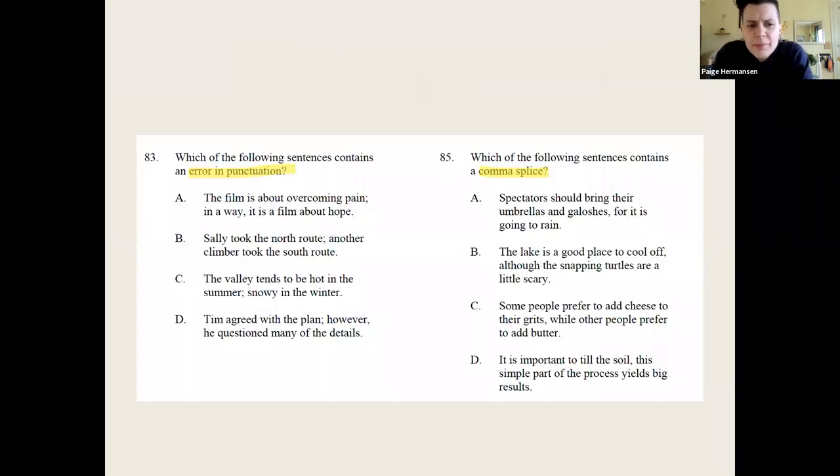So here's 2 examples of these usage and mechanics questions. Which of the following sentences contains an error in punctuation? Then you have 4 options. Which of the following sentences contains a comma splice? And then you have 4 answer options, right? So you need to obviously be familiar enough with correct punctuation and what a comma splice is in order to answer those, yeah? And we're gonna come back to these, don't worry, but this is an overview of question types, right?